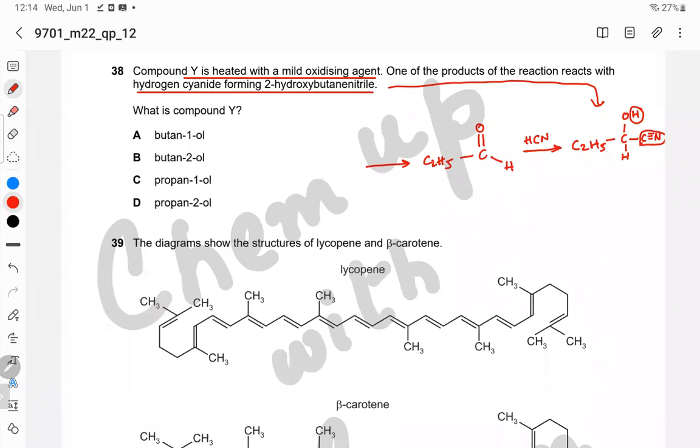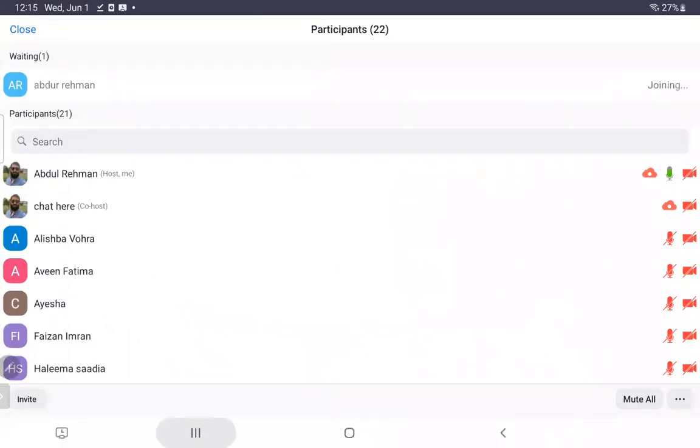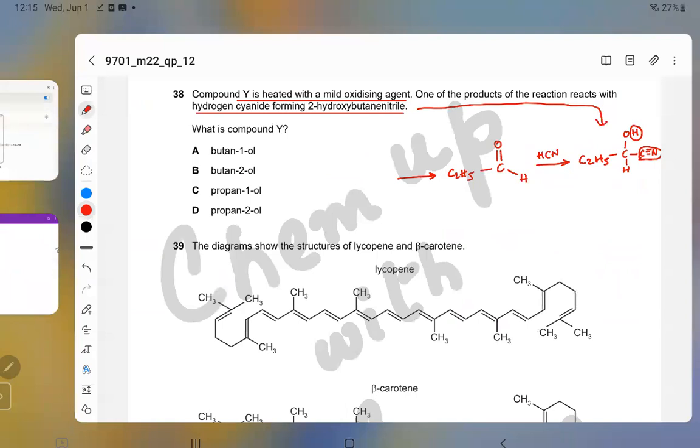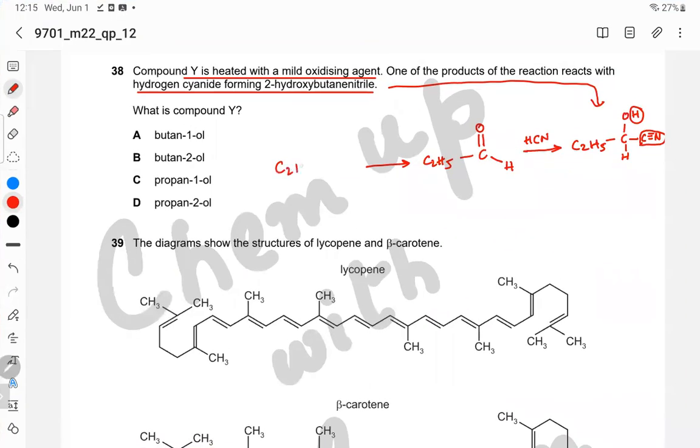So it will be this only, and with a mild oxidizing agent we are getting the aldehyde. And if we are getting the aldehyde, it means our reactant is a primary alcohol, which could be C2H5CH2OH. See how many carbons it has? Three carbons, and OH is on the terminal carbon, which means it is propan-1-ol. So C is your correct answer. Is this clear to everyone?